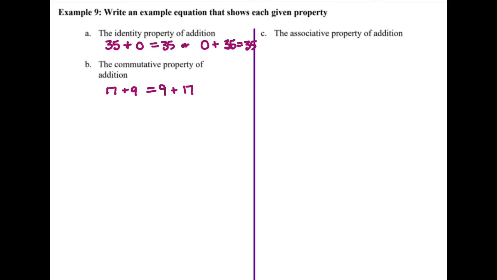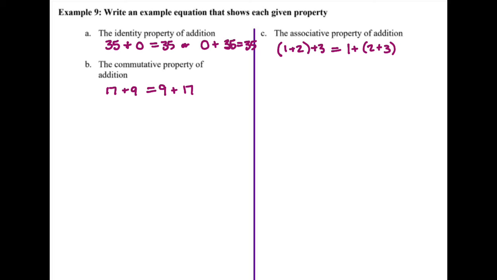The associative property, we need to change the grouping symbols, right? So, parentheses, I'm just going to make this one easy. 1 plus 2, and then outside is 3. So now I'm going to move the parentheses around. 1's going to be outside, and 2 and 3 are going to be in the parentheses.